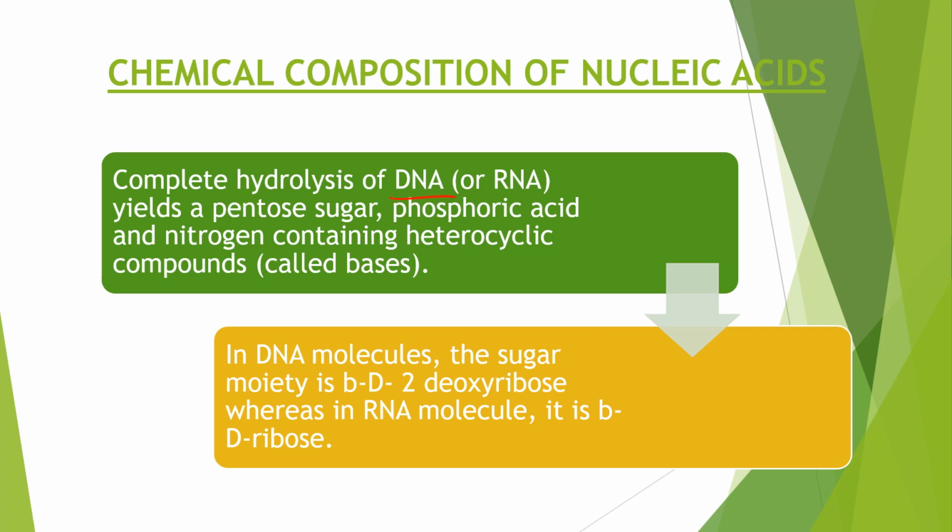Complete hydrolysis of DNA or RNA yields a pentose sugar, phosphoric acid, and nitrogen containing heterocyclic compounds called bases. In DNA molecules, the sugar moiety is beta-D-2-deoxyribose, whereas in RNA molecules it is beta-D-ribose sugar. So let's see their structures.